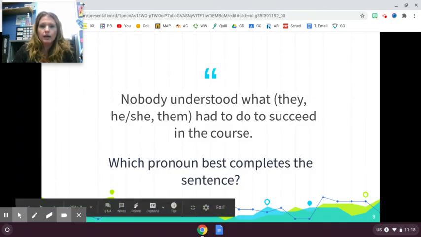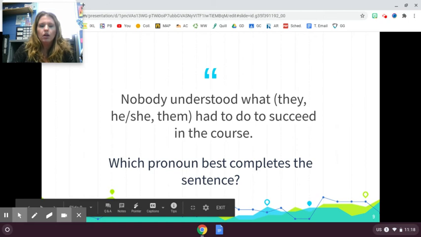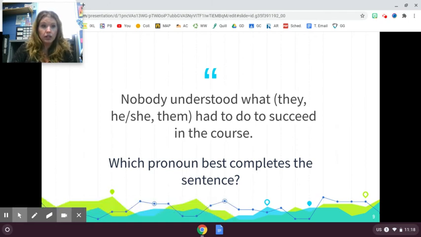All right. Nobody understood what they, he or she, or them had to do to succeed in the course. Which pronoun best completes the sentence? This might have been a tricky one. Nobody understood what he or she had to do to succeed in the course. That would be the correct answer. It sounds a little weird. We don't normally follow that grammar rule correctly when we're speaking, and I'm even guilty of it. I would have said nobody understood what they had to do to succeed in the course. But if you're in a course, you're working independently, and you would do he or she. No single person in the classroom knew what they had to do to succeed in the course.